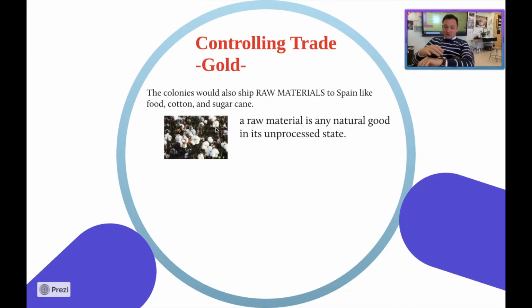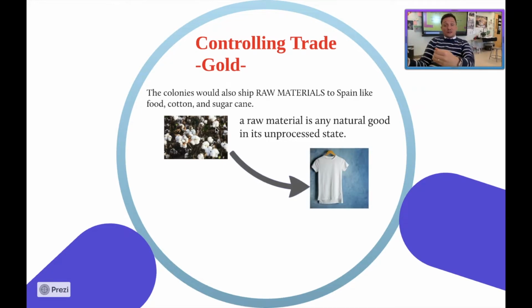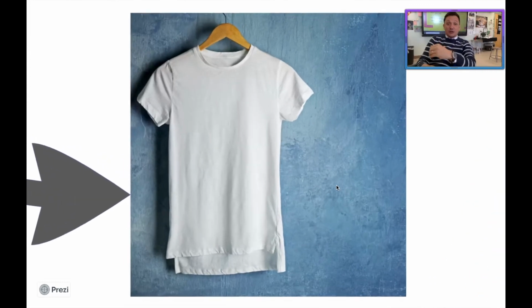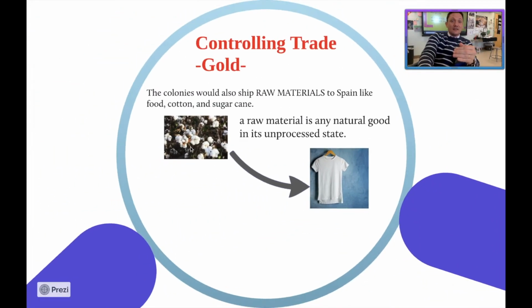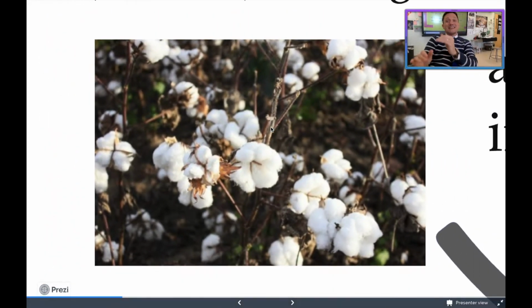It blooms out of these little buds and it creates these little things that you have to pull off, and you have to take the seeds out. And then you can actually spin that into thread and weave it into a finished product. So this is the processed good that is made out of cotton, like a cotton shirt, right? That is processed. This is a raw material. It's in its natural state.